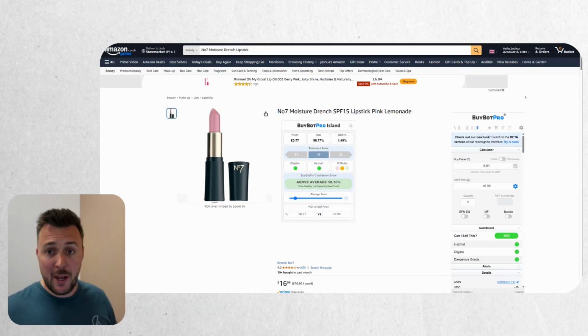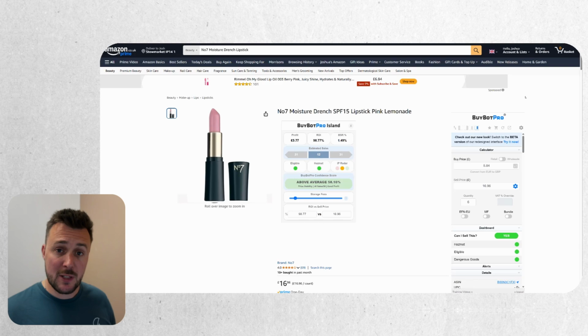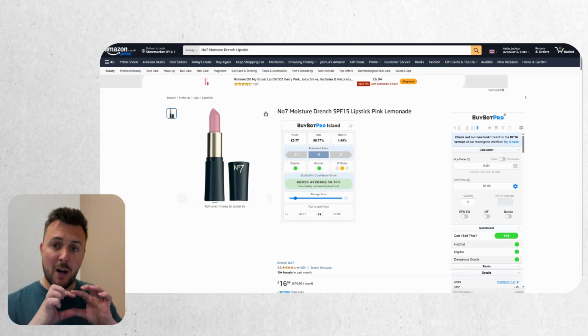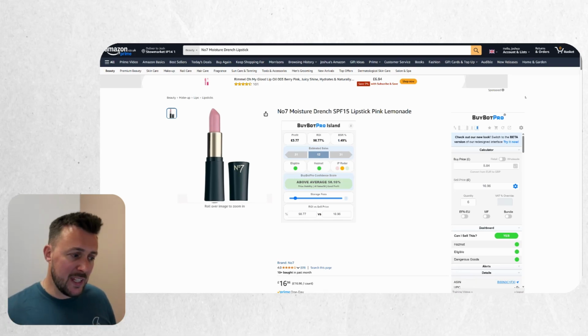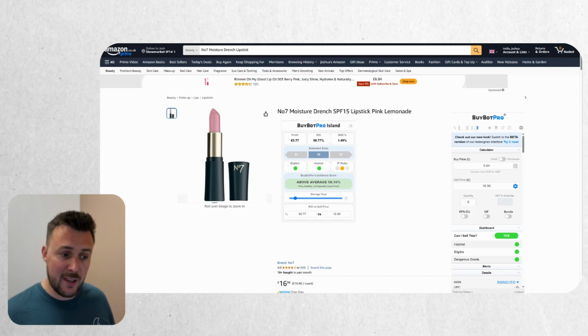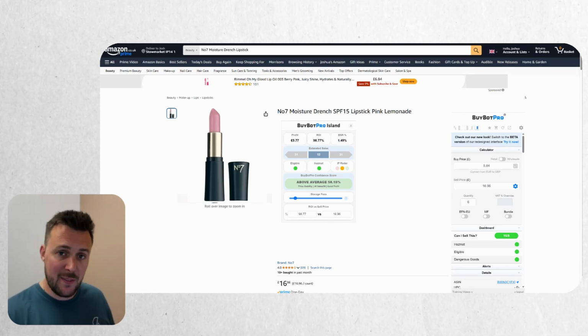If not, you can optionally prepare these items yourselves. You just need to print off a very small barcode that Amazon gives you, stick it over the existing barcode, and then put it all in a box together. You can combine various different items and then send it into Amazon's fulfillment center. Okay, so that was a UK example.